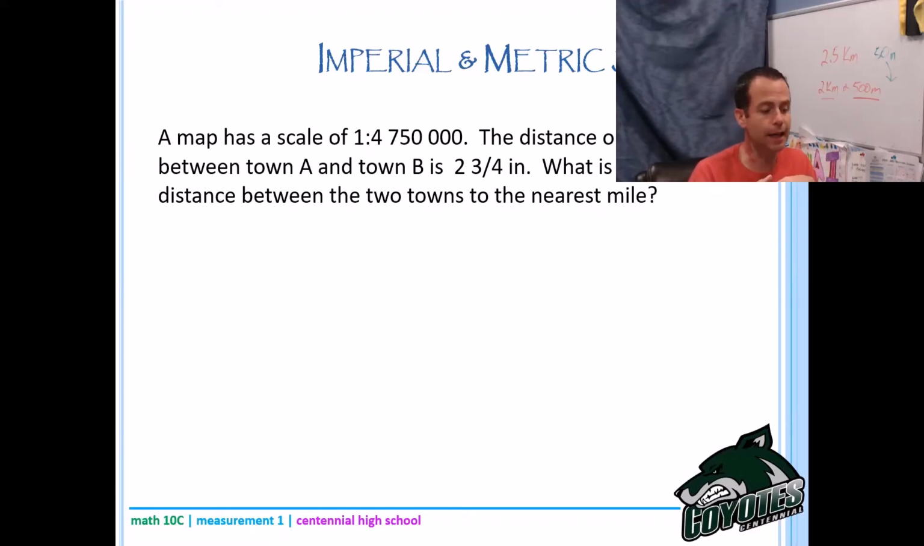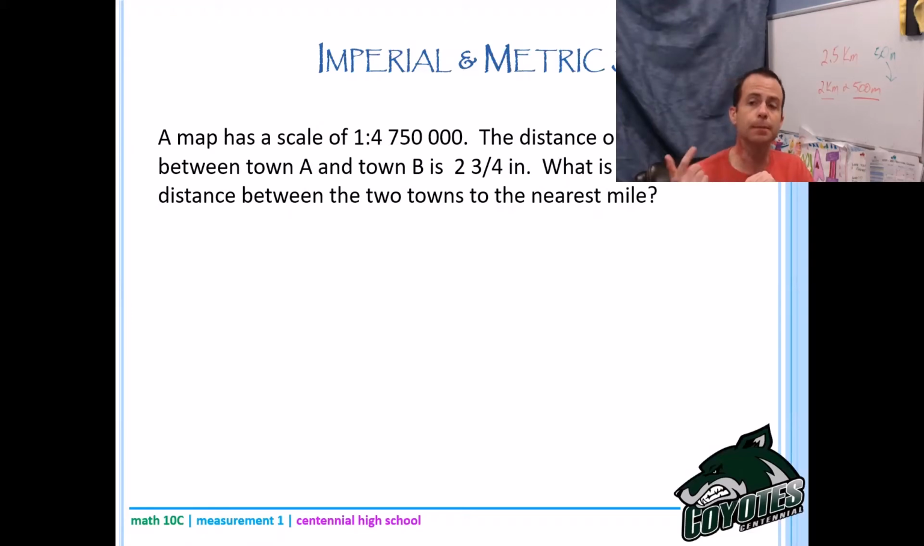Before you could say that, you would actually have to look at a map, and at the bottom right-hand corner or somewhere around the edge of your map, there would be a scale like this. And what this says is pick whatever unit you want, whether it's centimeters, inches, or whatever, 1 unit on the map equals 4,750,000 units in real life. So we're talking about inches here. So that scale would say 1 inch on the map is 4,750,000 inches in real life.